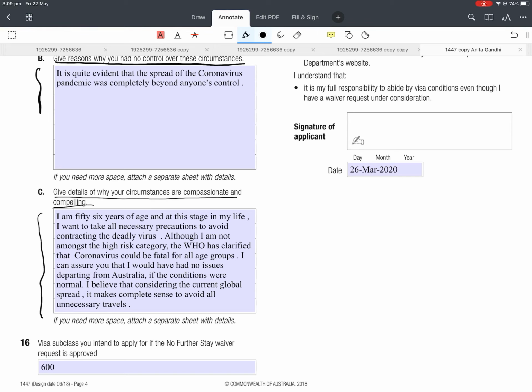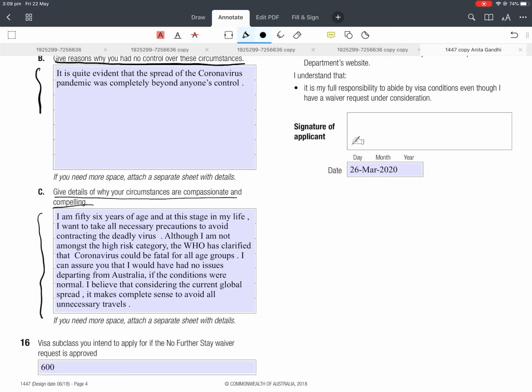I'm 56 years of age, and at this stage in my life, I want to take all necessary precautions to avoid contracting the deadly virus. Although I'm not amongst the high-risk category, the World Health Organization has clarified that coronavirus could be fatal for all age groups. Again, very factual.